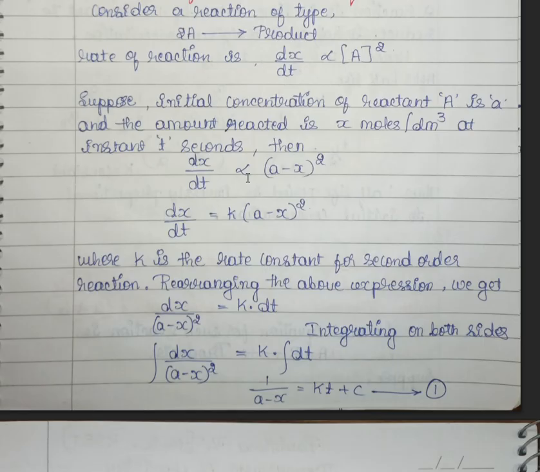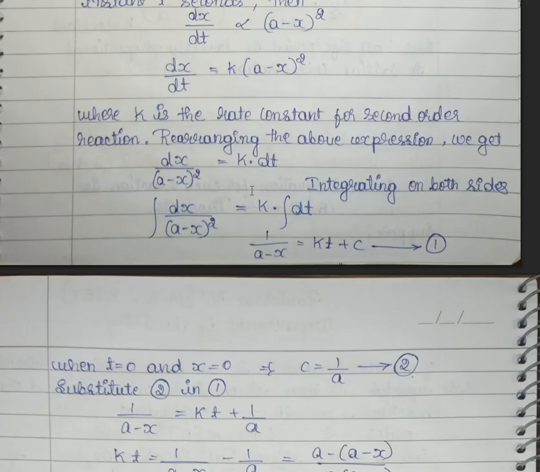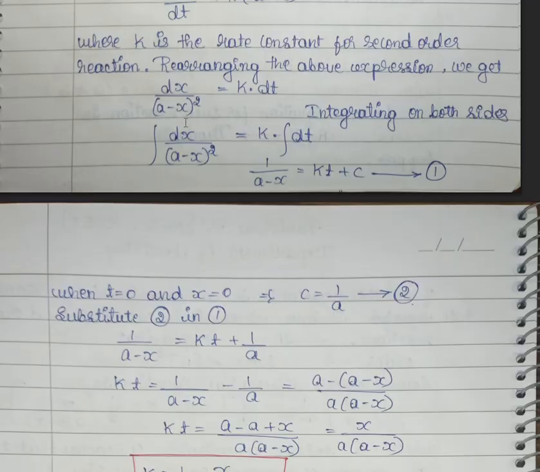So here we are removing the proportionality symbol by introducing a constant and equals. Rearranging the above equation, x terms to one side and dt terms to the other side. So we are integrating the equation. We are getting integration of dx by (a minus x) whole square is equal to k into integration of dt. So the integration of 1 by x square will be equal to 1 by x. So here 1 by (a minus x) is equal to kt plus c. c is the integration constant.